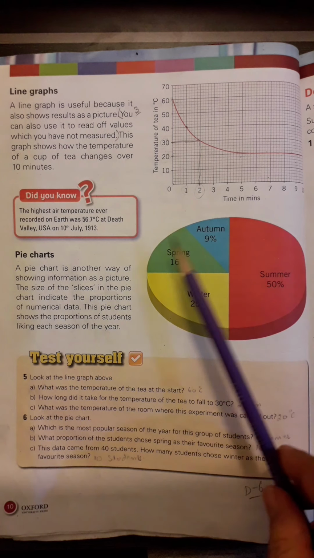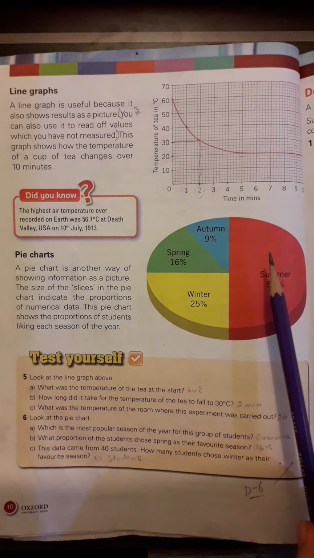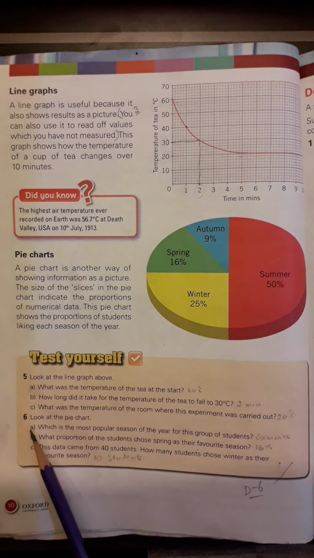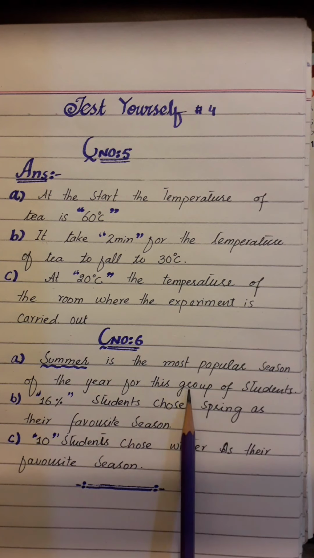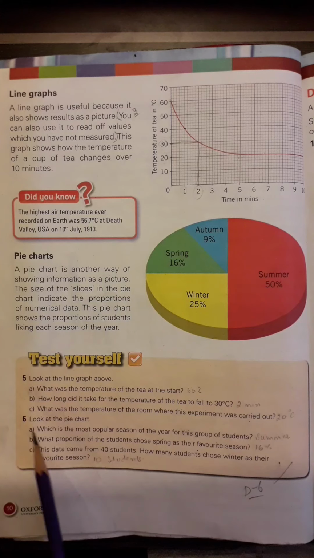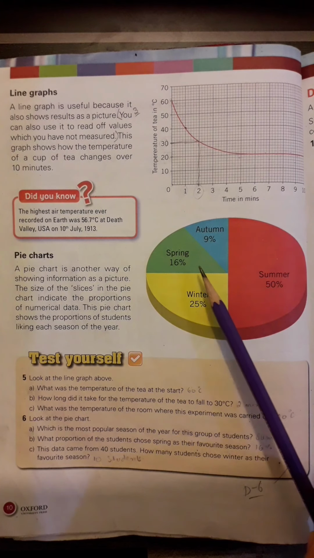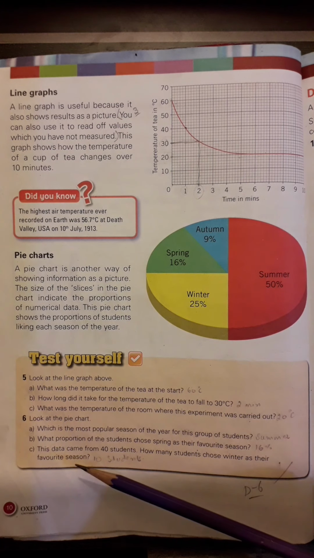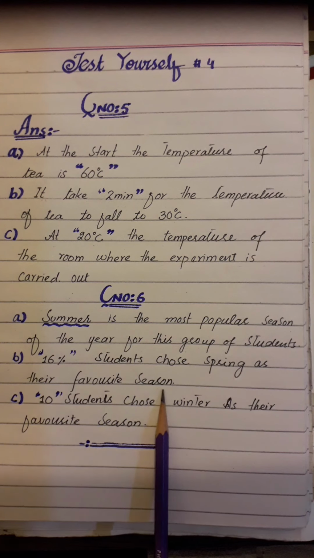Students, you can see this pie chart, and here you can see that the largest slice on the pie chart is the summer season, which is 50%. So the answer to the A part is, summer is the most popular season of the year for this group of students. Question number 6, B part is, what proportion of the students choose spring as their favorite season? You can see the pie chart. The percentage of this spring season is 16%. So the answer to this question is 16% of students choose spring as their favorite season.